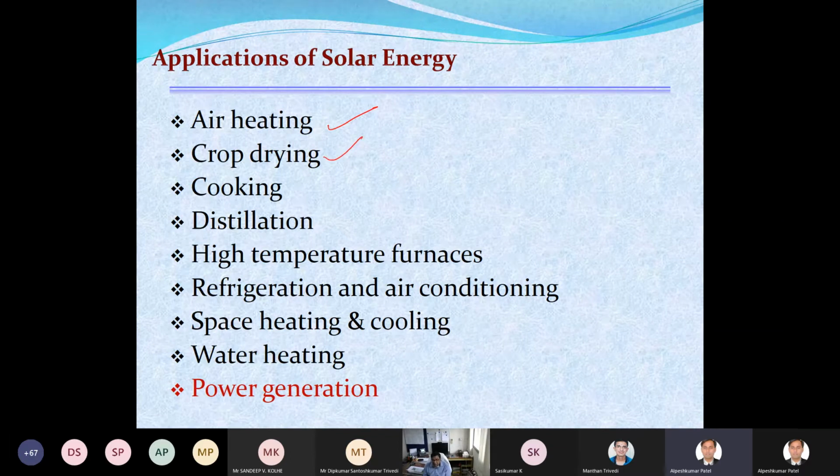Crop drying: we are consuming so much heat energy, of course, in the industry I'm talking about. Cooking is a very good example, but now everybody is talking about the LPG cylinder costing 900 rupees, and what will happen then? But we are ready to afford that, we are ready to pay that, but we are not thinking about the other consequences.